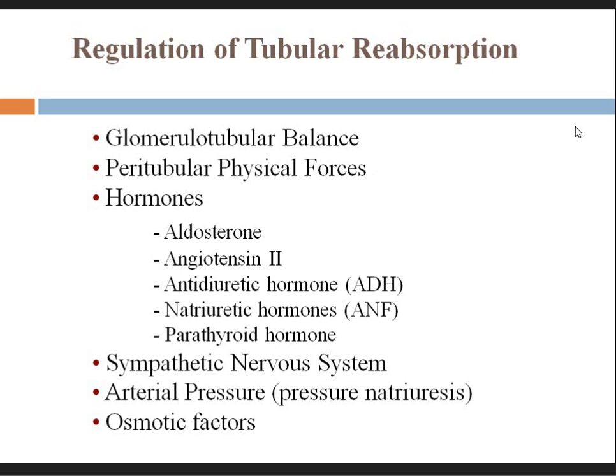So we started with regulation of tubular reabsorption, and there are various mechanisms which regulate it. The first and foremost is the glomerular-tubular balance. Then there are various peritubular physical forces which also work, and we'll be going into detail of all these forces. We'll also go into detail of all the hormonal factors which influence tubular reabsorption, and then other factors like the sympathetic nervous system, arterial blood pressure, and osmotic factors which help in regulating tubular reabsorption. So we'll be going one by one and studying in detail how these factors influence tubular reabsorption.